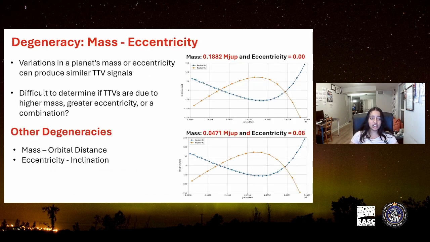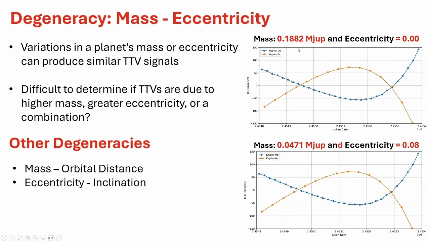So let's look at degeneracy. Here you can see the plots of two different planet systems. In the first one, you can see the mass is more and the eccentricity is less, 0. In the second plot, you can see the mass is much less, but the eccentricity is more. But you'll notice that these produce near-identical transit timing variation plots.